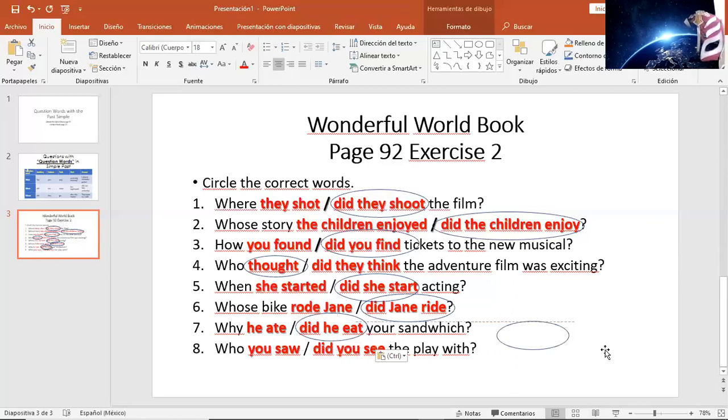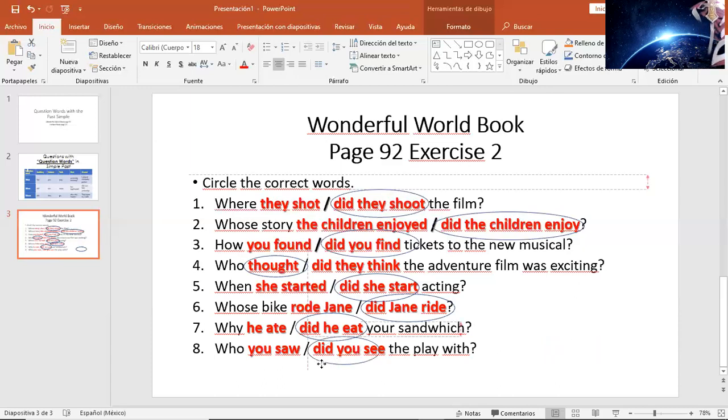Remember, for number eight, we have the same situation as number four. Who? Okay? So we don't have the subject. We are asking for the subject if we are asking for who. But there is one situation that you have to remember. Who in the beginning and with in the end. Who with es con quién. So we have the subject. So in this case it is who did you see the play with.